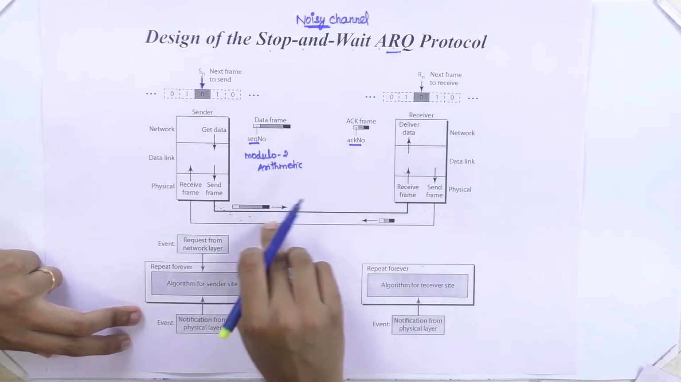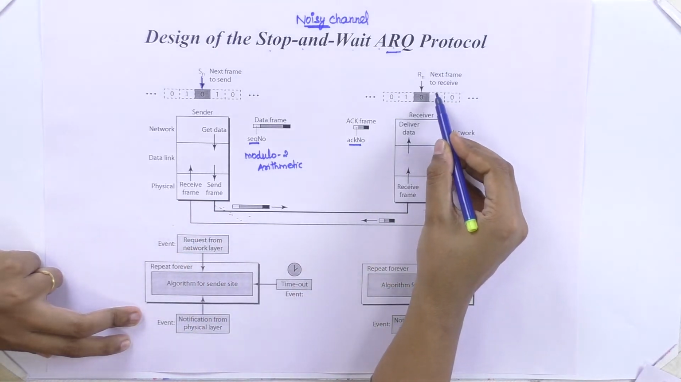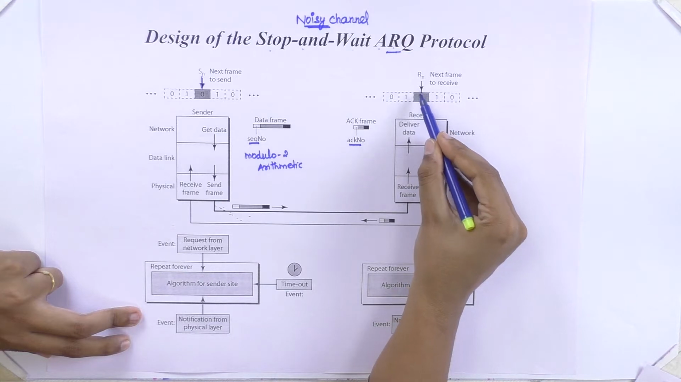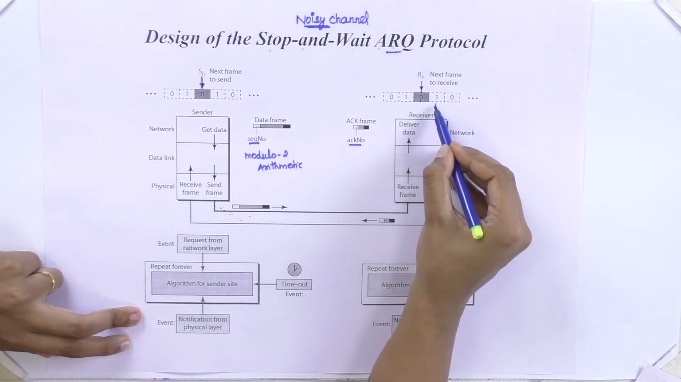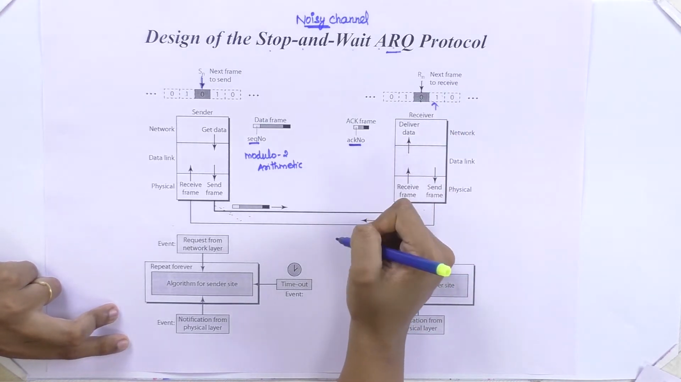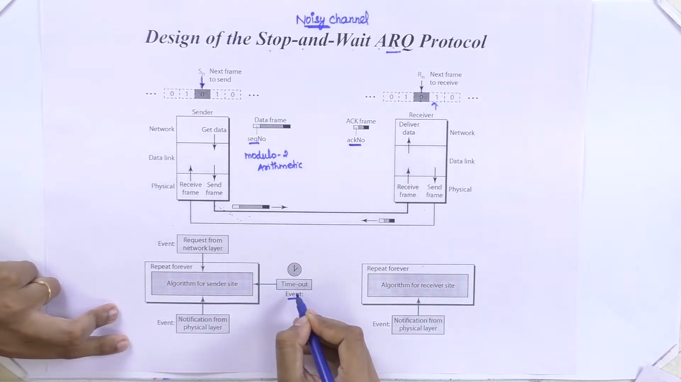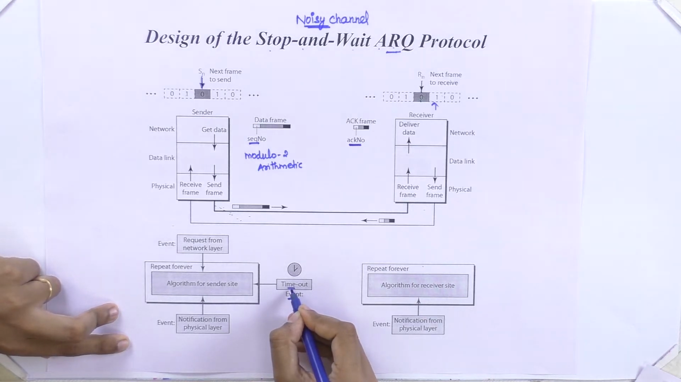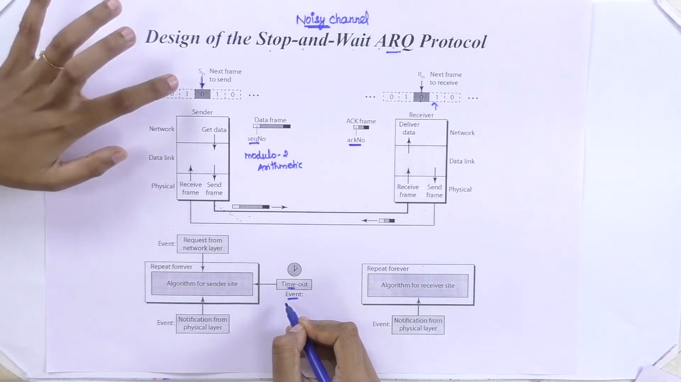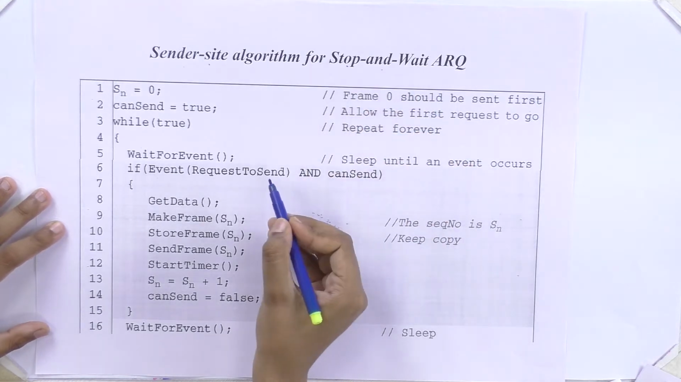In the acknowledgement, the receiver will tell me that it has received frame 0. So in the acknowledgement it sends that I should send the next frame, frame 1, which will be the acknowledgement number. You can see here that there is an extra event, the timeout: a timer is set for each frame that you send from the sender side. So this is the sender side algorithm for Stop and Wait ARQ.